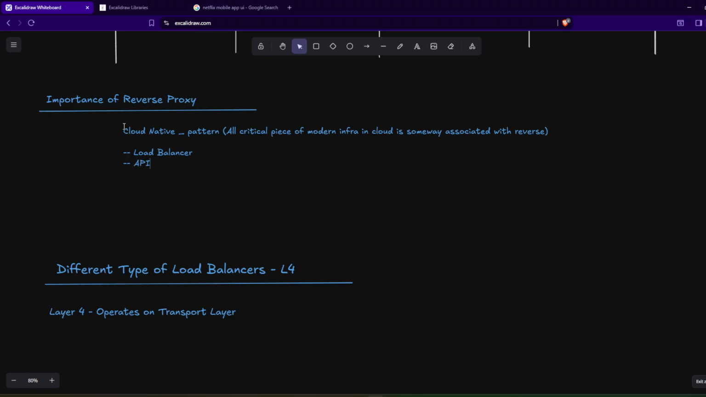For example, there is something called an API gateway. If you have worked on Azure and AWS, both have their own API gateway services. What it does is provide a unified entry point for microservice architecture.